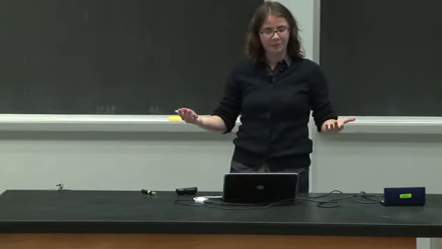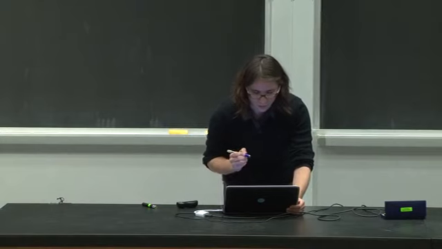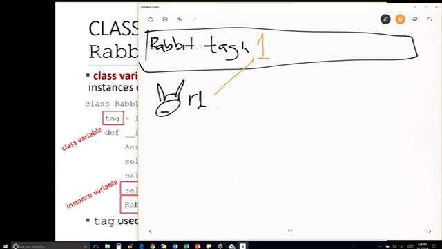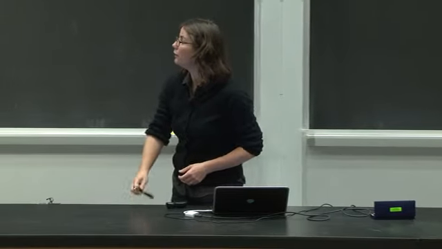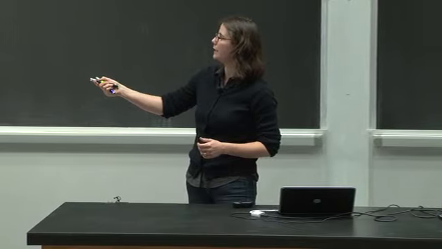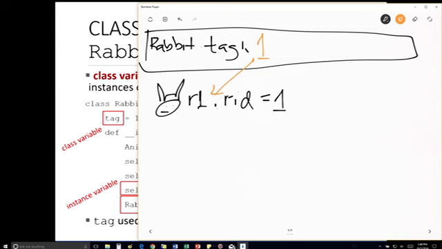r1 is going to be a new rabbit that we create. When I first create this new rabbit, it's going to access the class variable, whose current value is 1. So when I create the rabbit ID, r1.rid is going to get the value 1. And according to the code, after I set the rabbit ID to whatever tag is, I'm going to go back up here and increment the tag to be 2.